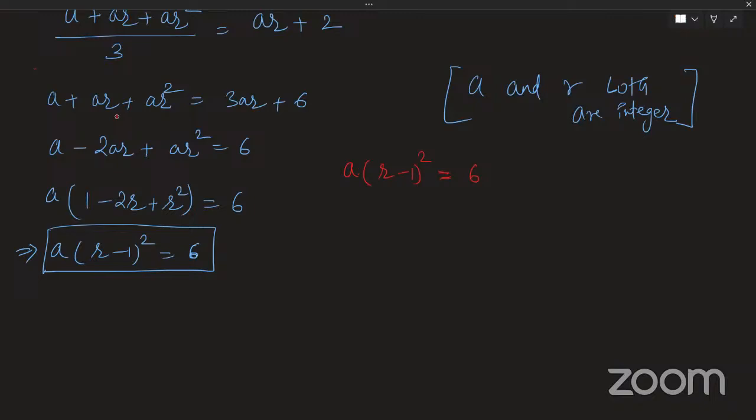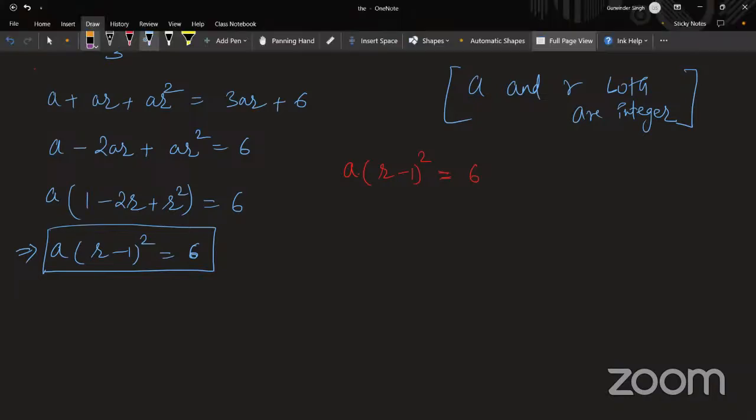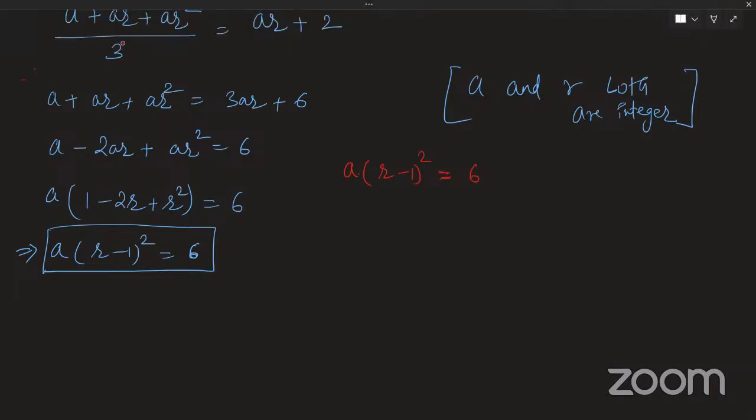How can you basically write 6 as a multiplication of two numbers? What are the ways in which you can split it? 2 into 3, sir. Okay, 2 into 3, correct. One option is 2 into 3.